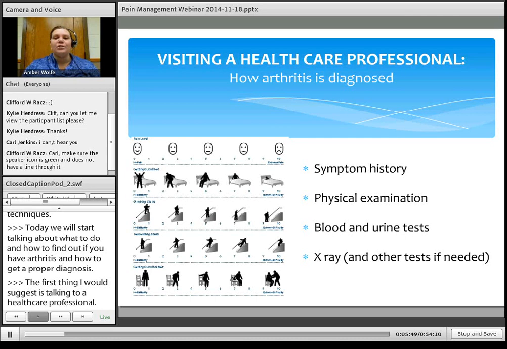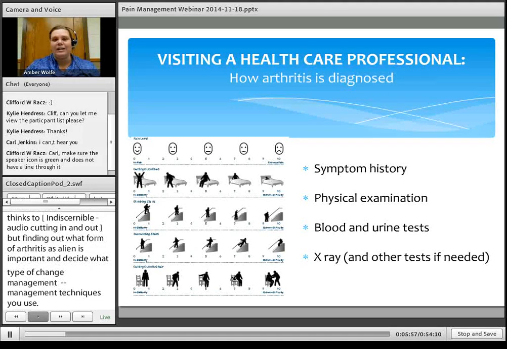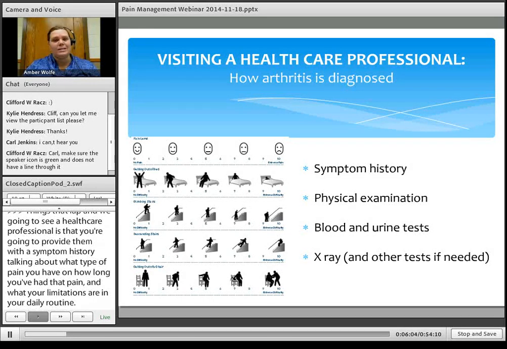When you go in to see a healthcare professional, you're going to provide them with a symptom history, talking about what type of pain you've had, how long you've had that pain, and what your limitations are in your daily routines. They're also going to want to do a physical examination to look for any stiffness or swelling or heat in your joints, potentially do an x-ray if they think there are some issues to determine the extent of the damage in your joints, and maybe even blood or urine tests if they're looking at other autoimmune diseases that would be relative to arthritis as well.